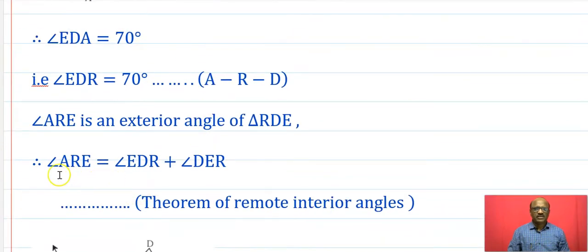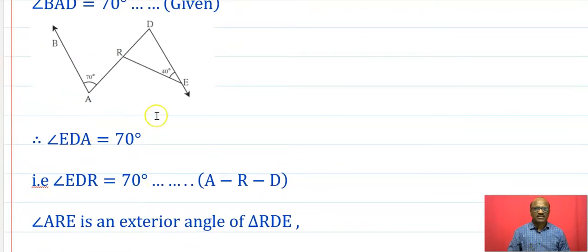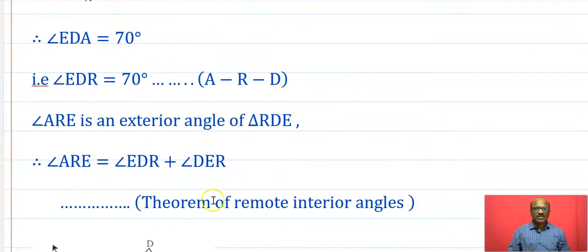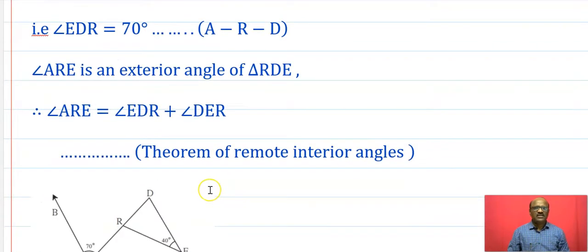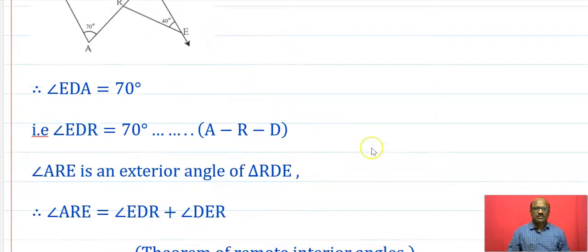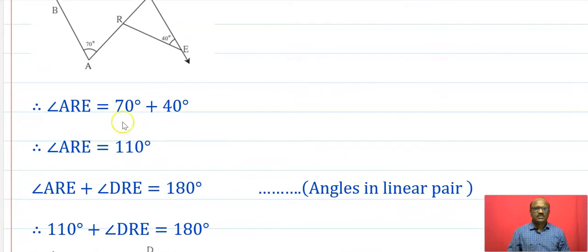Therefore measure of angle ARE is equal to measure of angle EDR plus measure of angle DER. Their measures are 70 degrees and 40 degrees. Therefore measure of angle ARE is equal to 110 degrees.